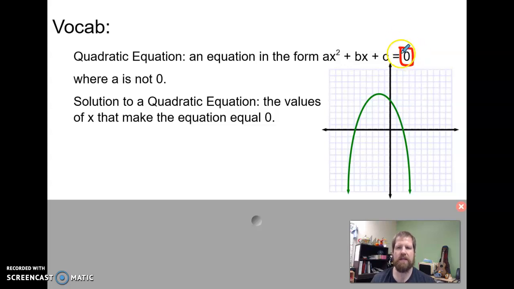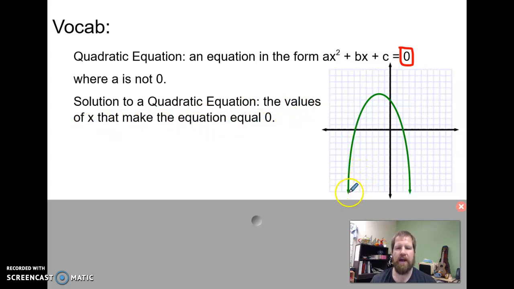Okay? Because instead of this being a function that gives us a whole curve, a nice parabola, it's now just a constant. It's just 0. All right, so we can find solutions to these equations, and the solutions to that quadratic equation are any values of x that make the equation equal to 0.